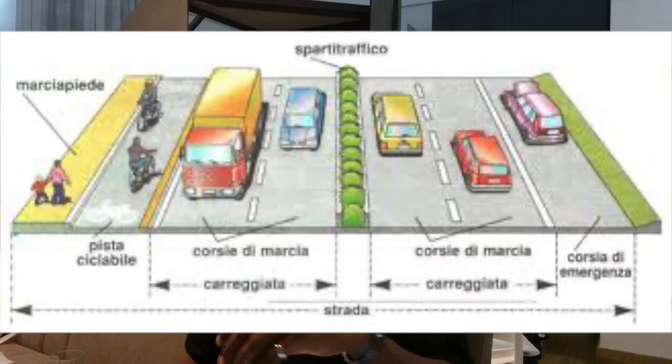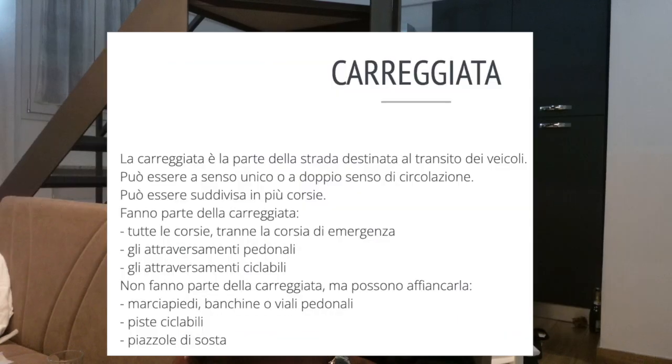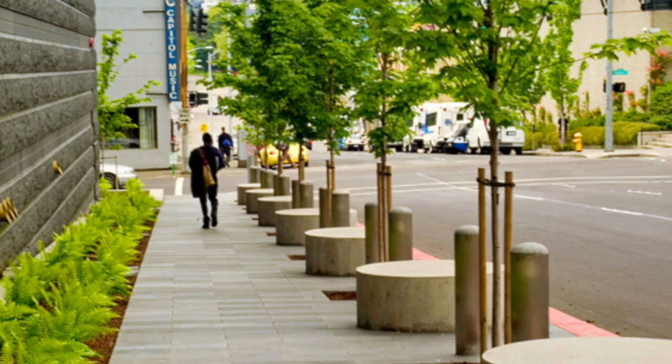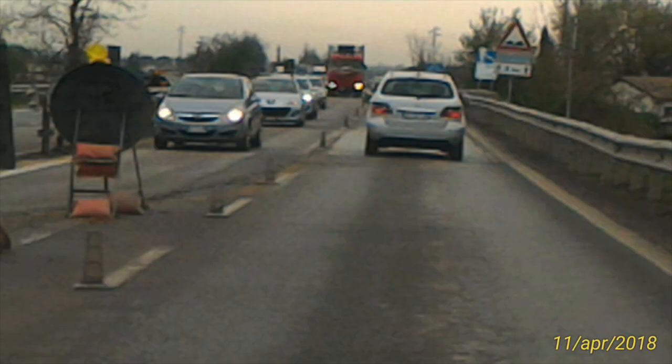But they also remind us that there are some parts of the road that are not inside the carreggiata, but they are attached to la carreggiata. Non fanno parte della carreggiata, ma possono affiancarla marciapiede, banchine o viali pedonali, pista ciclabili, piazzola di sosta. So they are letting us know marciapiede, which is that part of the road made for foot, is not inside carreggiata. Because remember, carreggiata is where you can drive your vehicle, and in marciapiede you can't.